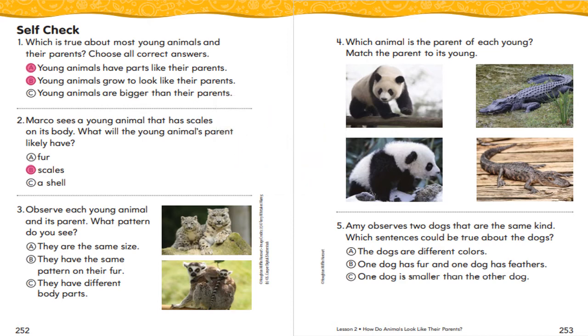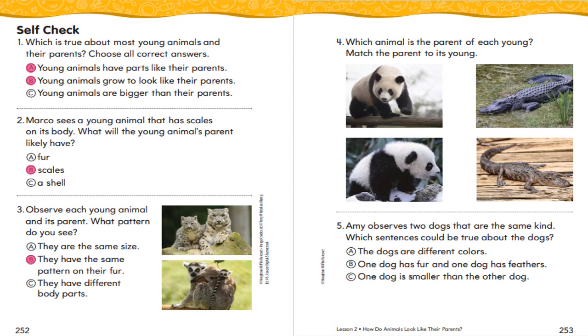The answer is B. They have the same pattern on their fur. Look at the animals in each picture. They have different sizes and they have the same body parts. Young animals are smaller than their parents. Young animals and their parents have the same or similar body coverings and the same body parts.